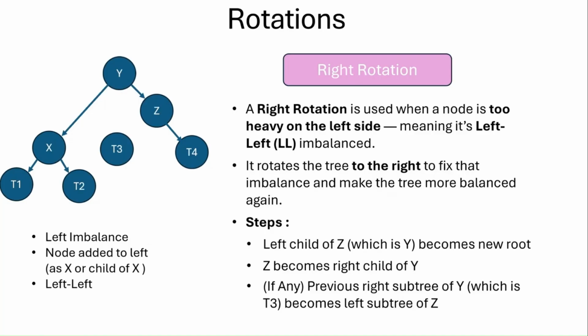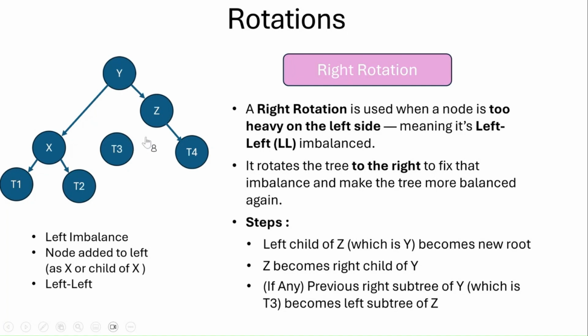So if you see here, T3 was the right child of Y. It means T3 was greater than Y, right? So it will be on the right side of the Y. Correct. But T3 was on the left side of Z. So T3 is definitely smaller than Z. So if T3 goes onto the right side of the Y, it will become the left side of the Z because T3 is less than Z.